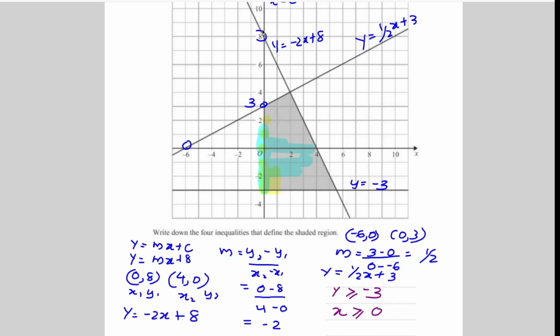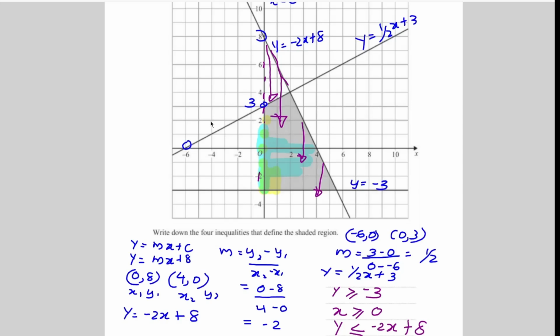Now let's come to this equation, y equals minus 2x plus 8. Here we are on this line. We have to go downwards, right? Coming down, what is happening to the y values? Here the y values are 6, 5, 4, 3, 2. When coming down, the y values are getting smaller. Therefore, we have to write y is smaller than or equal to minus 2x plus 8.